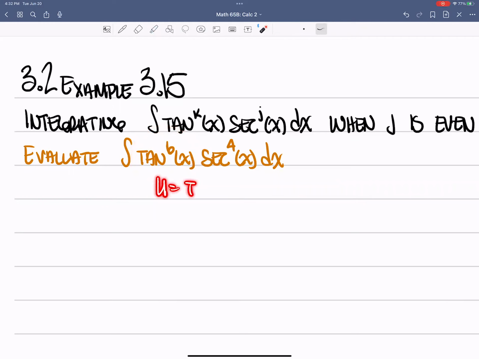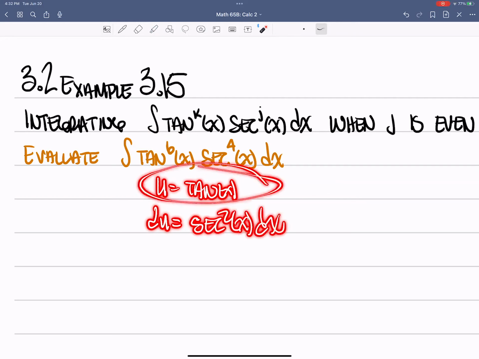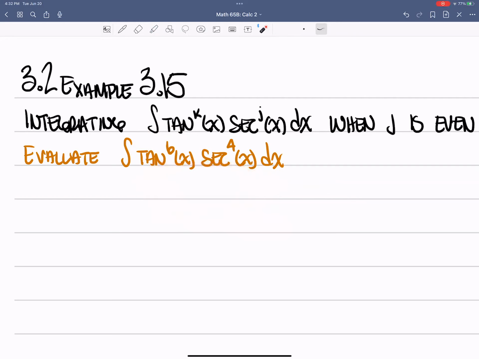Let u equal tangent x. du ends up being secant squared x dx. So I think this is going to be a much easier thing to use for our u substitution. So let's set it up so that we have that. So the integral of tangent to the 6th, that's not going to change much. And let's get secant squared x out here, dx. This is going to end up being our du.